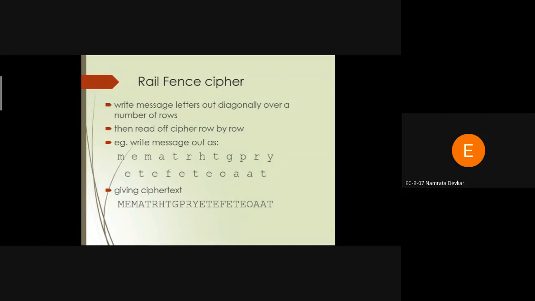Here we have row 1 and row 2. First we write all the letters in row 1, and after that we write all the letters in the second row. So first we write all the letters from the first row, and next we write all the letters from the second row. This is our cipher text for the plain text "meet me after the toga party".